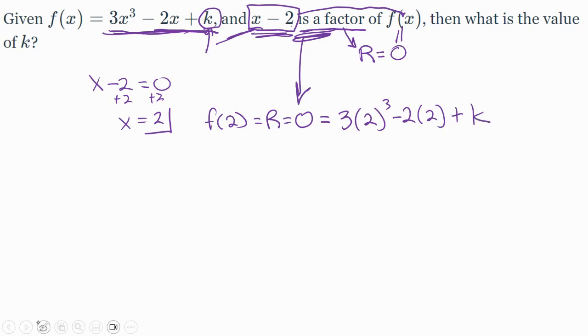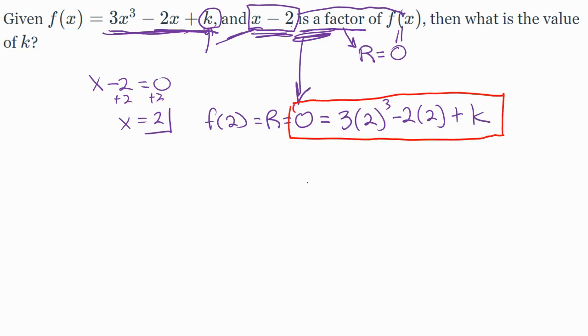So the whole game is just figuring out that 0 is what you set this equation equal to, and once you do that, you just isolate for k. The rest of the work is fairly straightforward. It's all about identifying that f of 2 would be equal to 0 and then actually doing f of 2 and solving for k. So here we go and work this out.